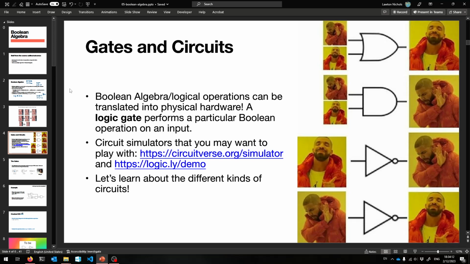All right. So you can translate all Boolean algebra operations, which are just logical operations, into physical hardware, where you're sending a 1 along a wire and a 0 along a wire to this box, and that box is performing the OR operation, and it spits out 1 because, of course, 1 ORed with 0 is still 1. So that's the game that we're going to play here.